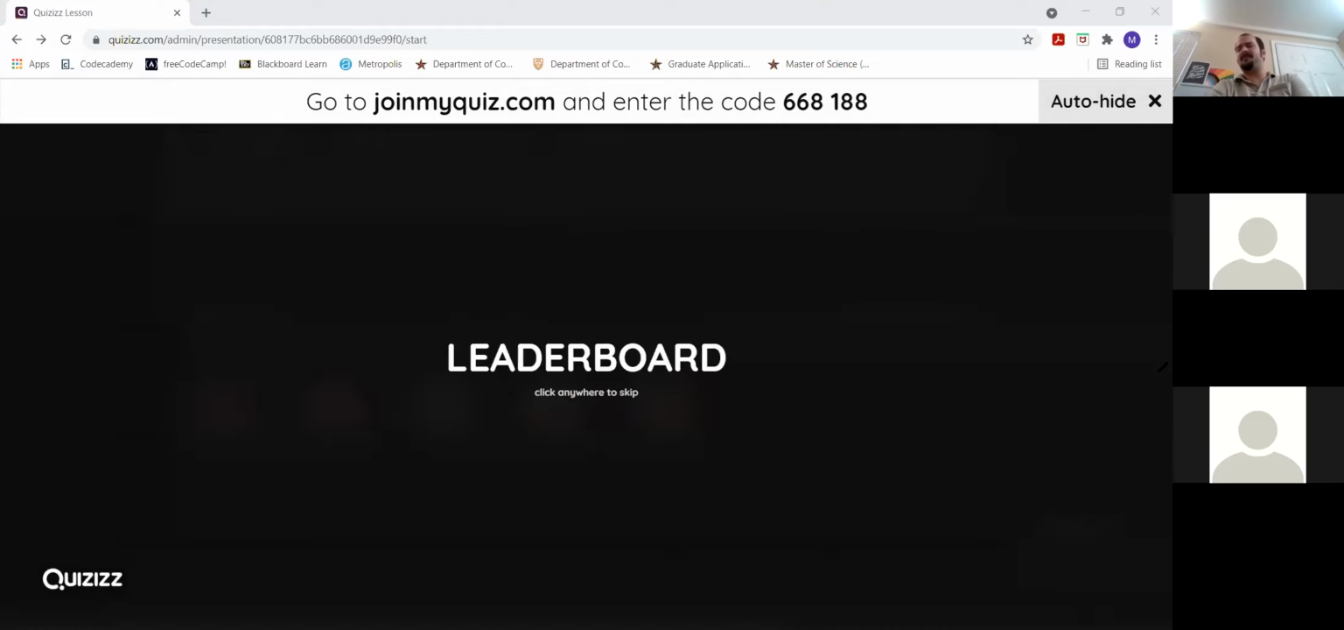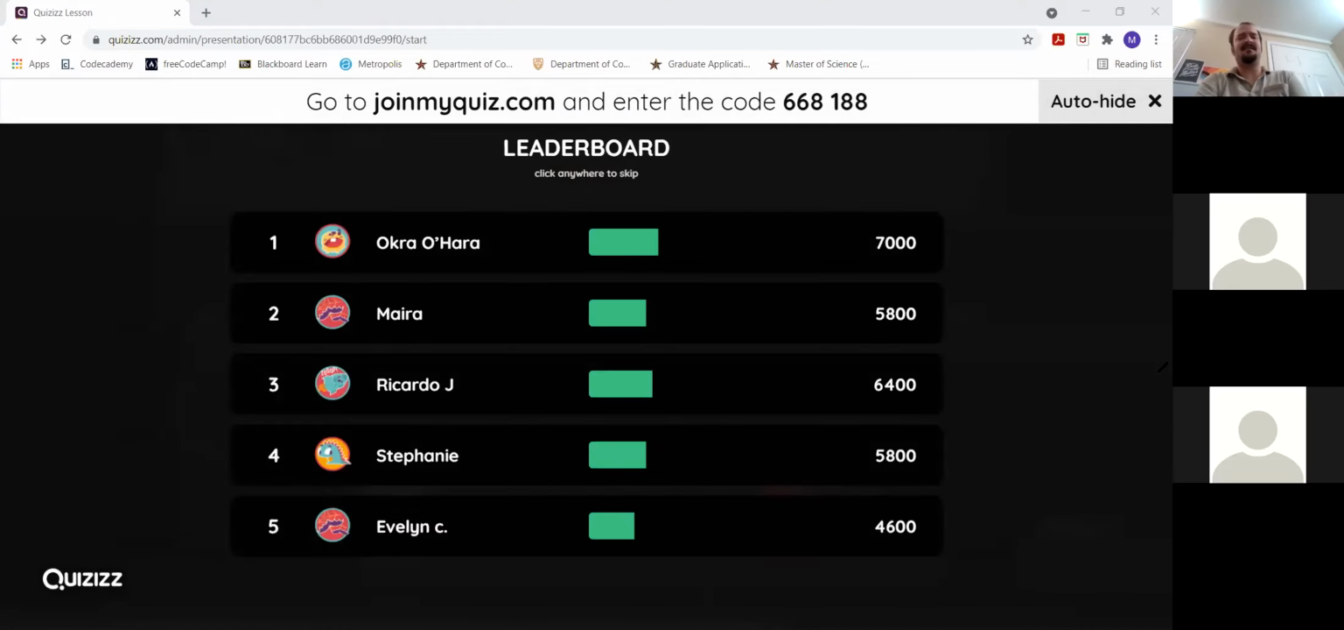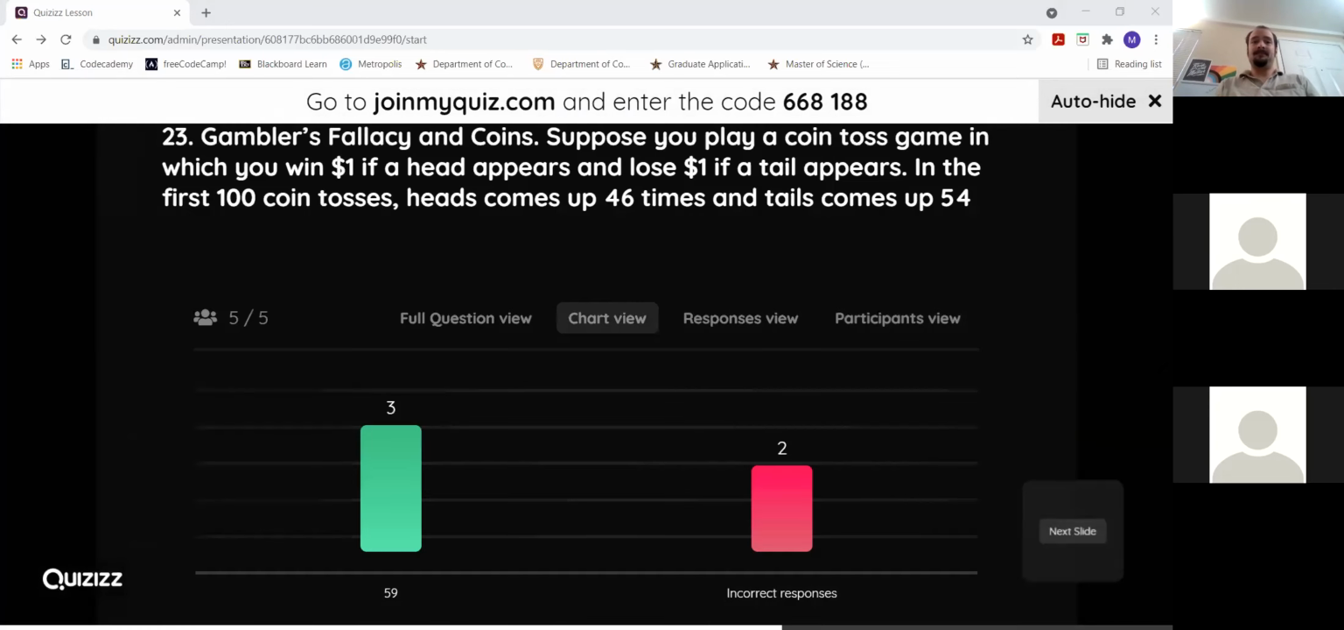And so the next question they're asking is if we're going to flip this thing 100 more times. 200 minus 141 is what we did. We had 141 and we needed to get to 200.